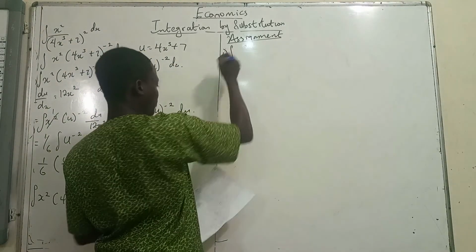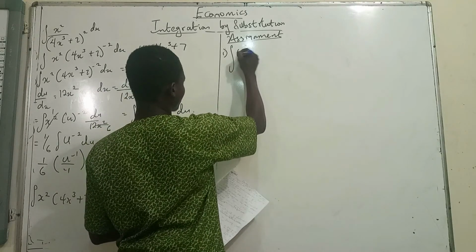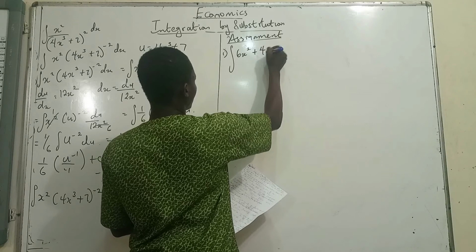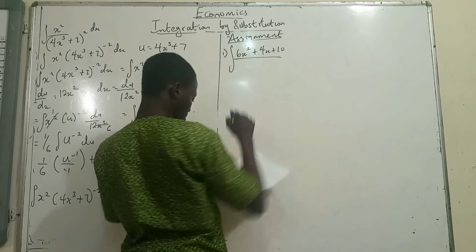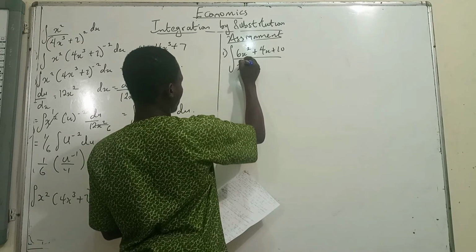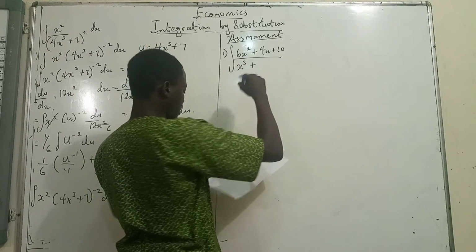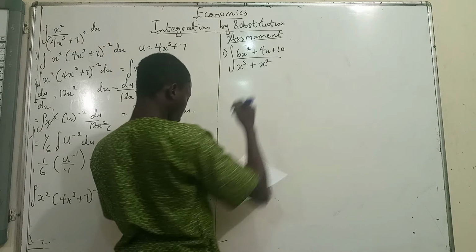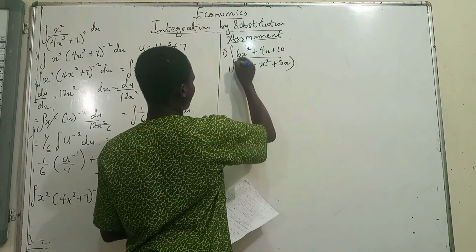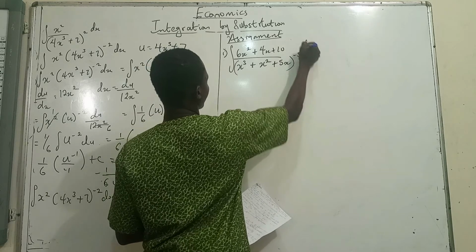So question 1, we have this. It looks long, but it's not actually long. The integral of 6x squared plus 4x plus 10 divided by (x cubed plus x squared plus 5x plus 5), raised to power minus 3, dx.